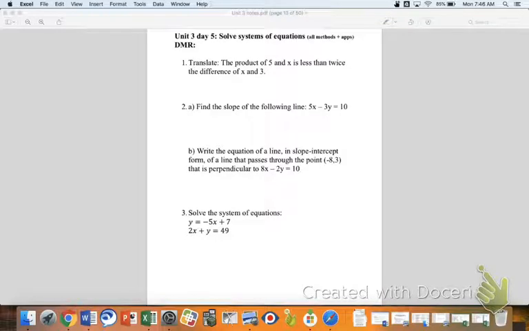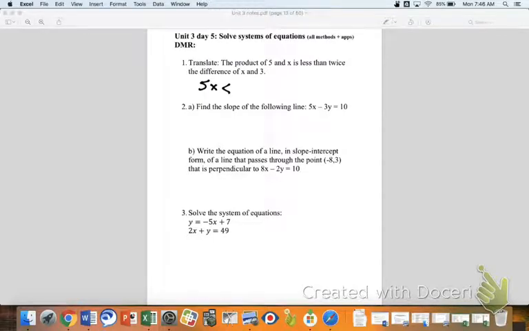So let's take a look at number one. This is the translate skill you see up there. So this says product. Product means multiplication. So product of 5 and x would be 5 times x, or you could just write 5x, same thing. Is less than, pretty clear. It has the words is less than, twice the difference of x and 3.